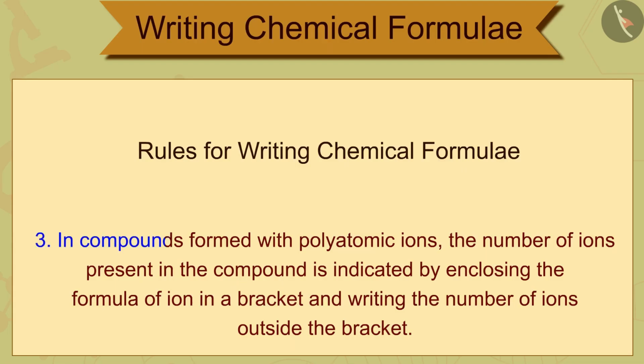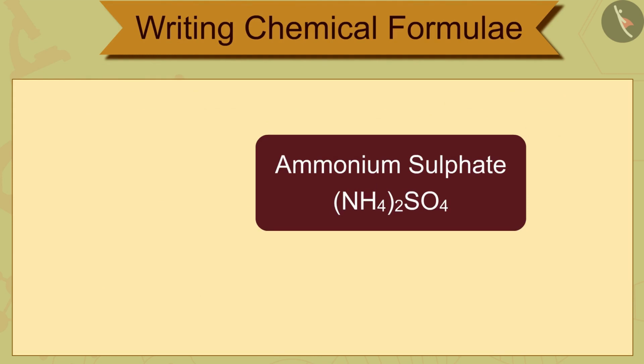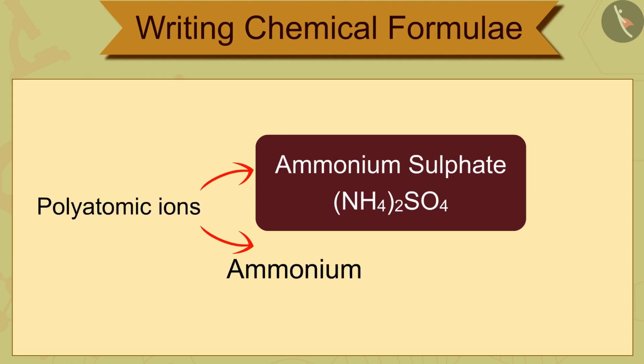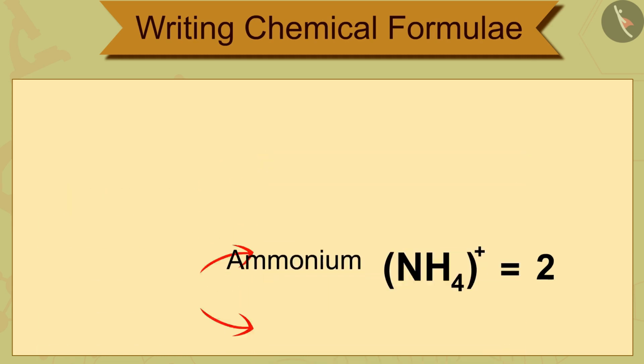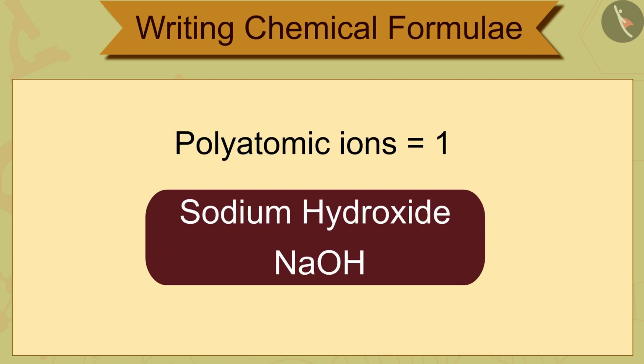3. In compounds formed with polyatomic ions, the number of ions present in the compound is indicated by enclosing the formula of ion in a bracket and writing the number of ions outside the bracket. For example, the formula for ammonium sulfate is (NH4)2SO4. Here, the number of polyatomic ions ammonium NH4+ is 2. So, we write it in a bracket. Similarly, if the number of polyatomic ions is 1, such as sodium hydroxide, NaOH, bracket is not needed here.